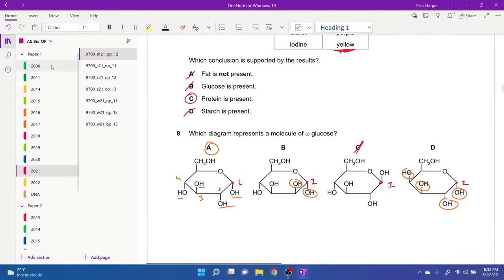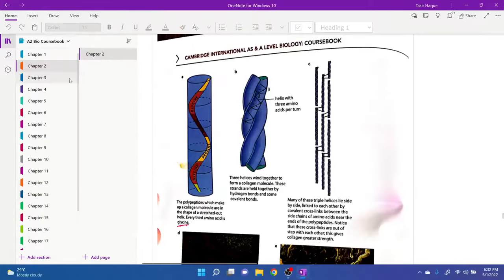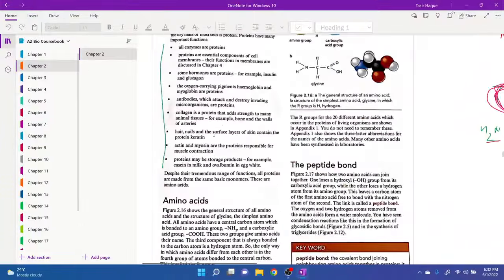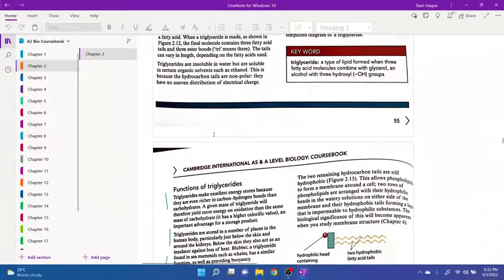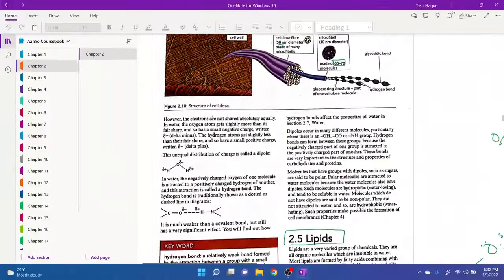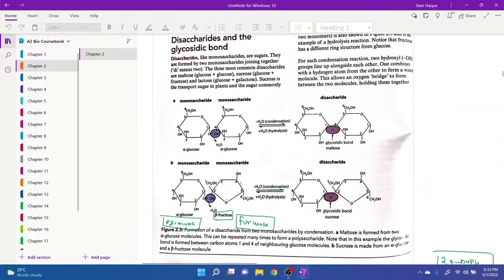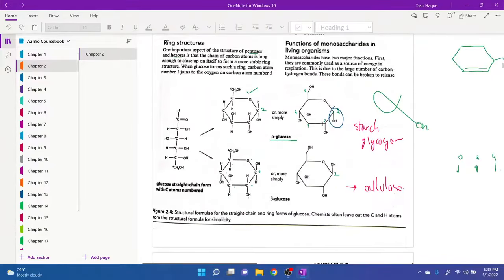It's in your course book, chapter 2, right? I hope everyone follows this. Here you go. Down, down, up, down. And for beta, it's up, down, up, down. It just alternates, right?